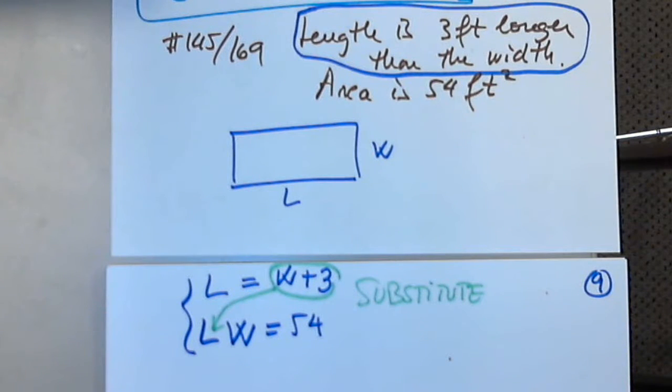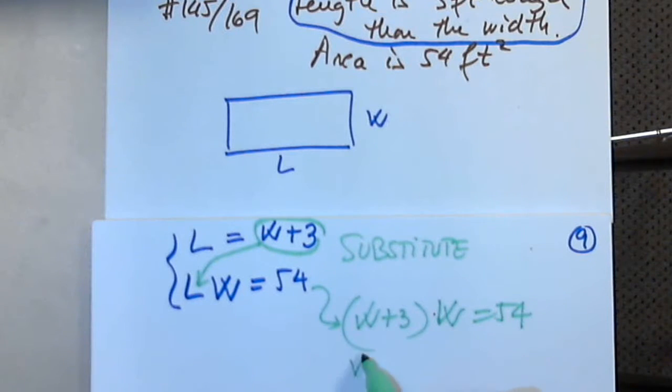I will substitute L in the second equation by what it equals, and it equals W plus 3. So the new equation number 2 becomes what? W squared plus 3W. I have to show first that W plus 3 times W equals 54. Then the next step would be W squared plus 3W, very good, minus 54 equals 0. Yes, you can write that other step too.